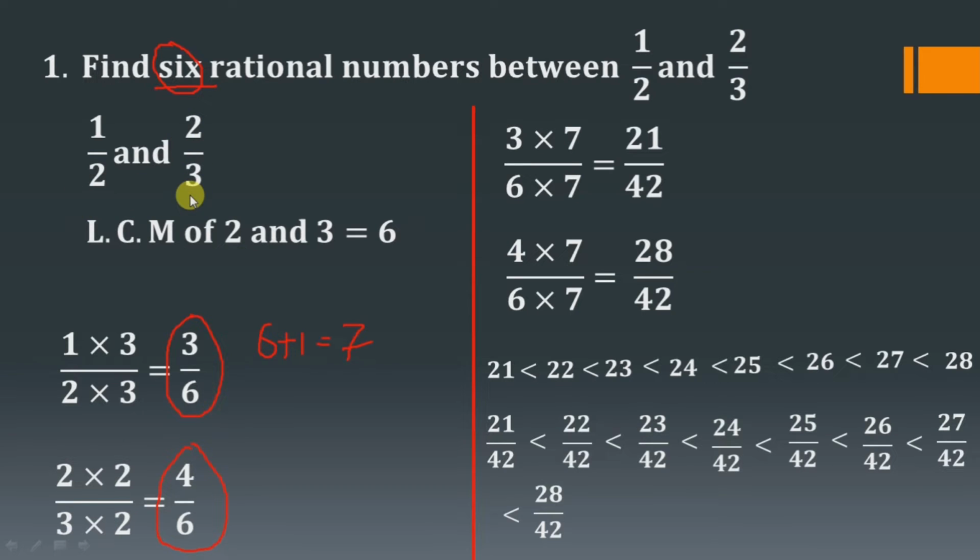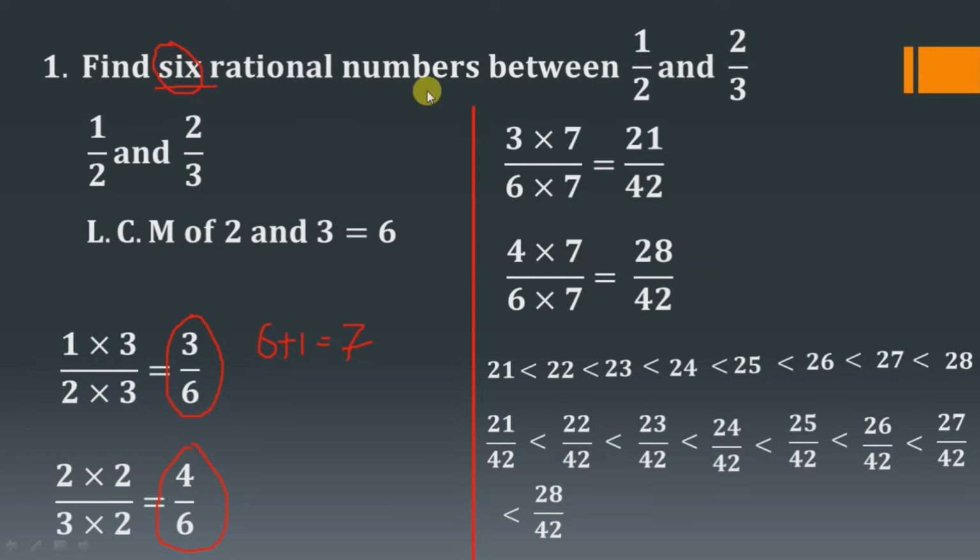To make the denominators equal, I need to take the LCM of their denominators, that is, 2 and 3 is equal to 6. Now I need to convert this 2 and 3 to 6. So for that, I'll multiply 1 by 2 by 3. So 2 3s are 6, 3 1s are 3. Similarly, 2 by 3 by 2, so 2 2s are 4, 2 3s are 6. Now they are like fractions.